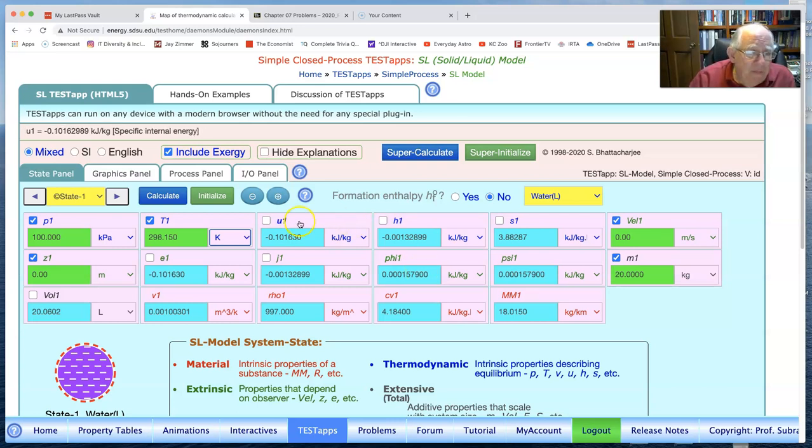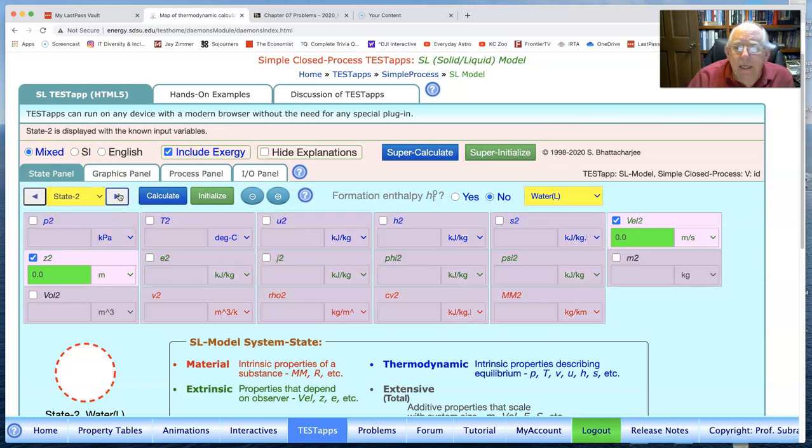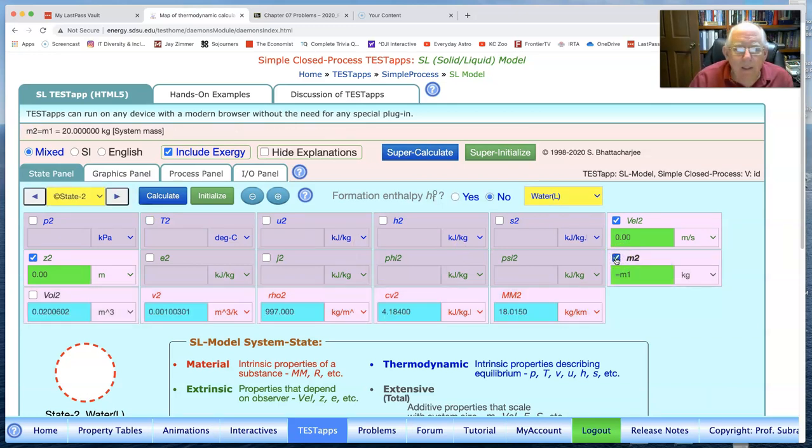Okay, with that known, we can go to the process panel, or better yet, we can go to state 2. Now, what do we know about state 2? We know that state 2 has the same mass as state 1. It will also have the same volume, but we know that the temperature in this particular case is going to go up, and it's because the internal energy of this closed system has increased.